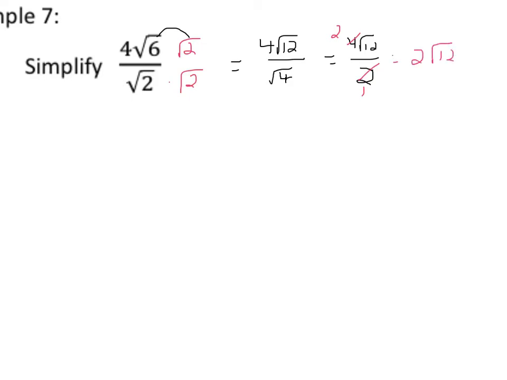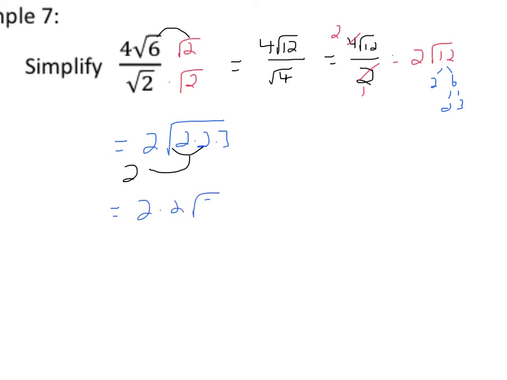But if you remember, I need to make sure my root is simplified. So 12 is 2 times 6, and 6 is 2 times 3. So now I have 2, and inside the root I have 2 times 3. There's 2 of those, so it can come out as 1, and you're left with 2 times 2 times root 3, which gives you a final answer of 4 root 3.